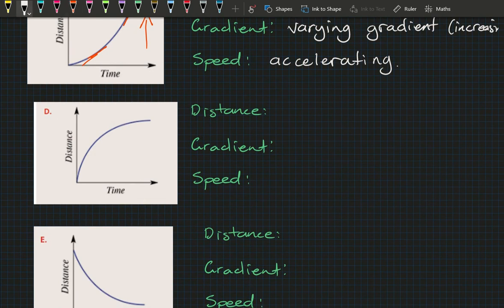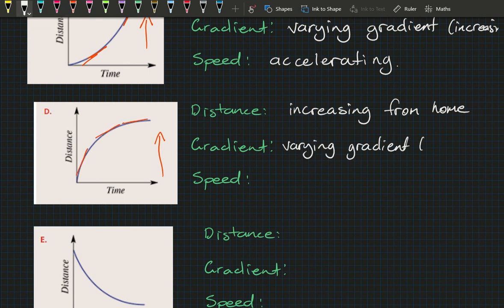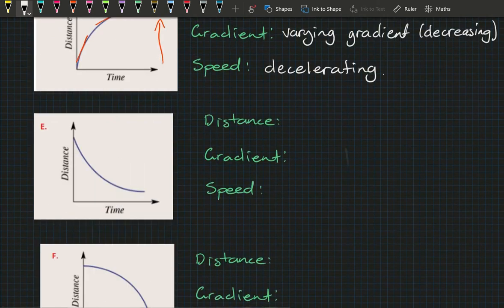So we can see here that our distance is increasing. At time 0, we start at home, and at the end of the journey, we're further away. But once again, we have another curve, and to draw some lines through it, we've obviously got a variant gradient that's decreasing. All right, I prepared for that so it'd fit in. And because we've got a decreasing gradient, that means that we're decelerating. Okay, there's 2 more to go.